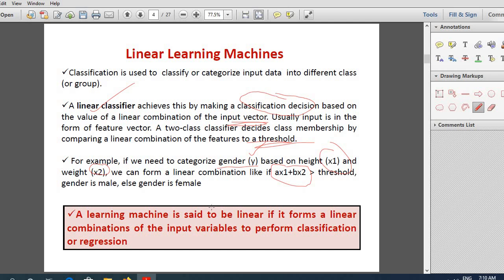There can be other categories like non-linear classifications as well. A learning machine is said to be linear if it forms a linear combination of the input variables, whether it is to perform classification or to perform regression. I hope now what linear learning machines are is clear to you.